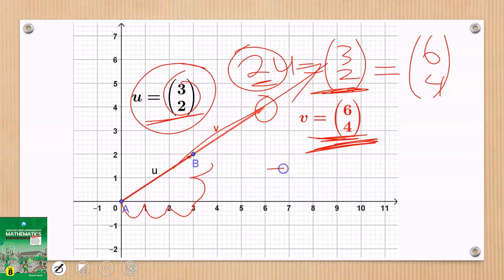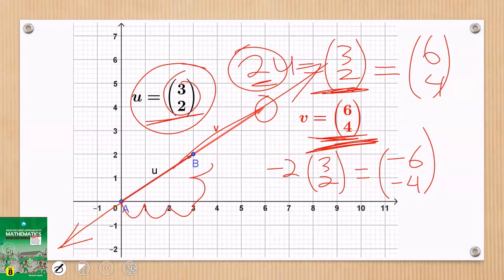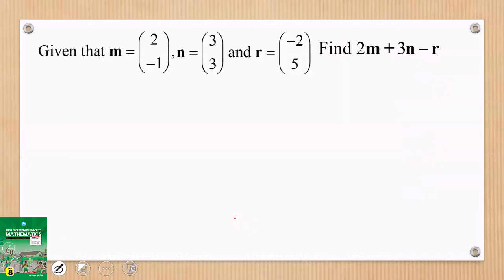If I had used negative 2 to multiply the vector u, which would have resulted in (negative 6, negative 4), you see that the extension of this vector will go in the opposite direction. So anytime a scalar is positive, the increment goes in the same direction as the original vector, and if it is negative, it goes in the opposite direction of the vector. I hope that is clear. Now let's take a few examples and see.